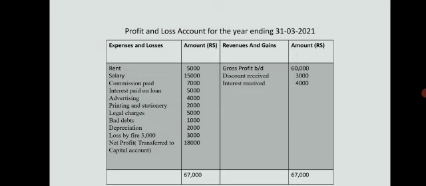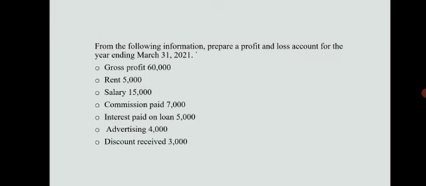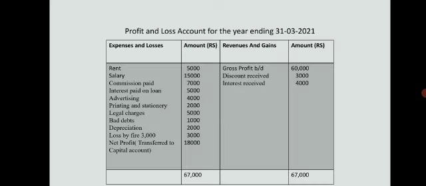So on the debit side, don't forget to write debit and credit. Here I have not written, but you are supposed to write debit and credit. So on the debit side, we enter all expenses and losses, and on the credit side, we enter all revenues and gains. Now the problem starts with gross profit. So I'm supposed to start the problem with gross profit. So the problem starts with the credit side, gross profit brought down. The amount is given here as 60,000.